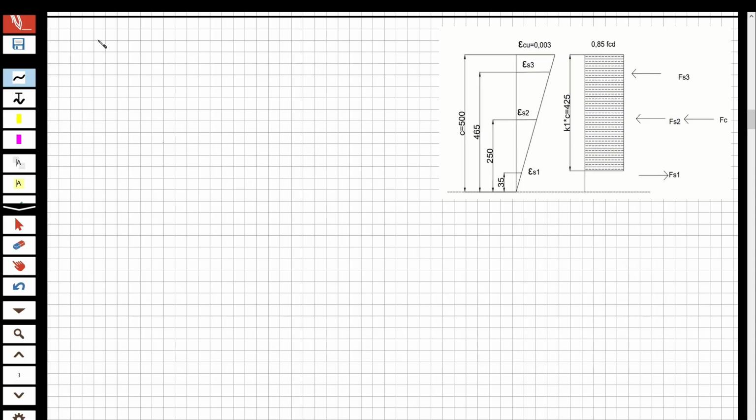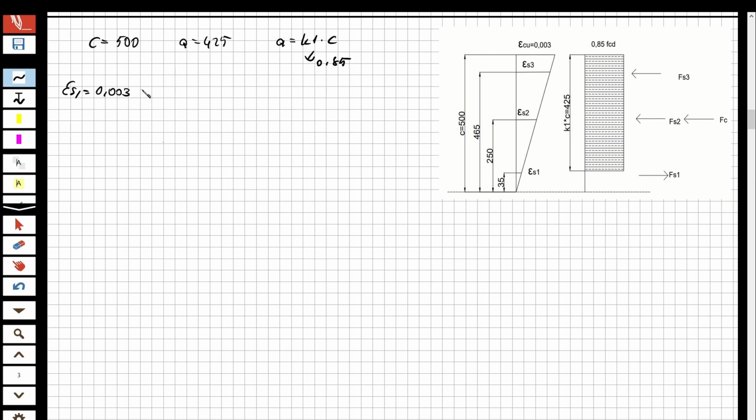I'm going to make an assumption that the neutral axis is equal to 500, and a is going to be equal to 425, because the formulation of a is equal to K1 multiplied by c, where K is equal to 0.85. So now let's calculate the strains.